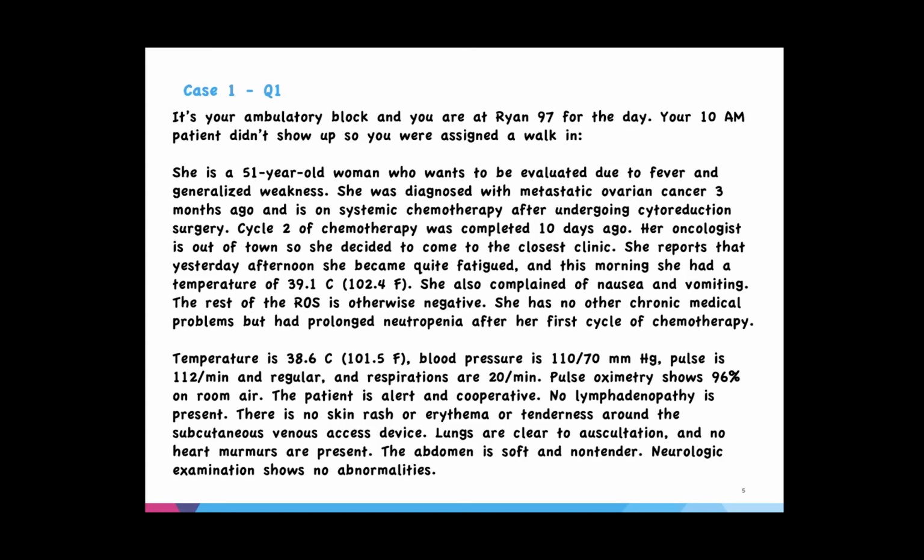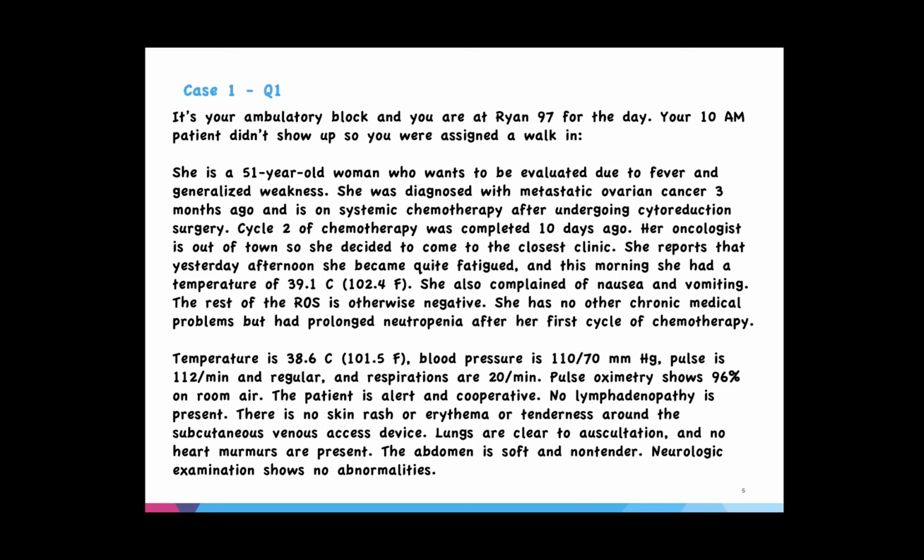She's asking to be evaluated because of fever and generalized weakness. She has a history of metastatic ovarian cancer that was diagnosed 3 months ago. She's on IV chemotherapy, and she also underwent surgery. She had cycle 2 of chemo 10 days ago, but unfortunately, her oncologist is out of town. Usually she calls her oncologist, but right now he's not reachable. So that's why she's coming to the clinic.